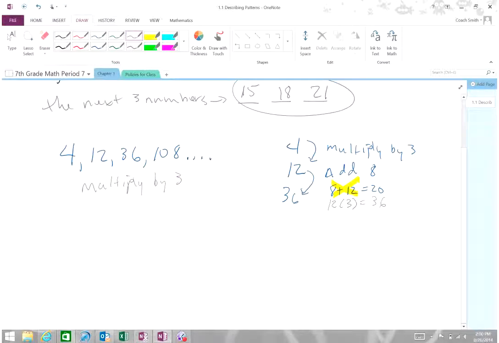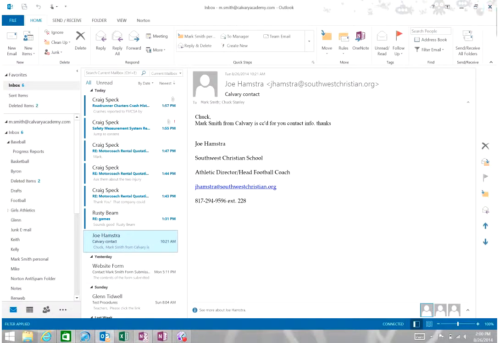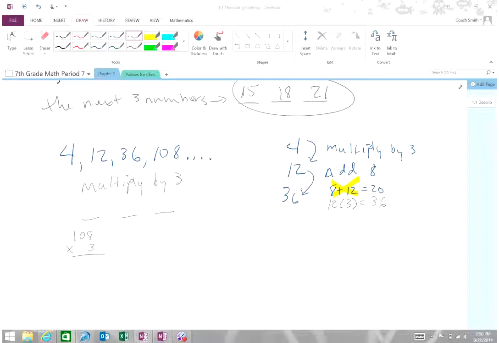Now I need to extend it to the next 3 numbers or values. So to extend it, I have to take 108 times 3. What is 108 times 3? Sean? No, not 316 or 60. Cameron. 324. So that is 324. So that's our next number, 324.